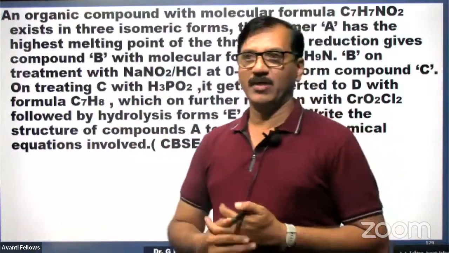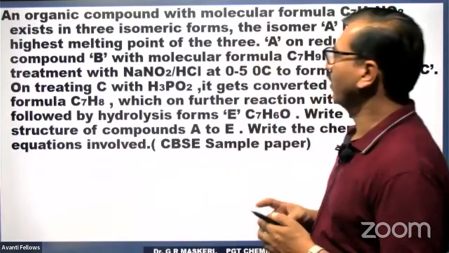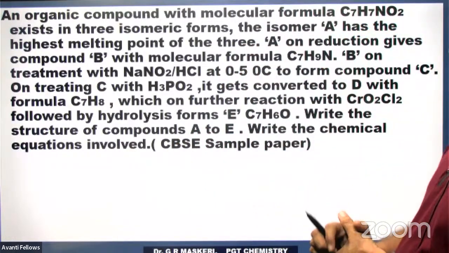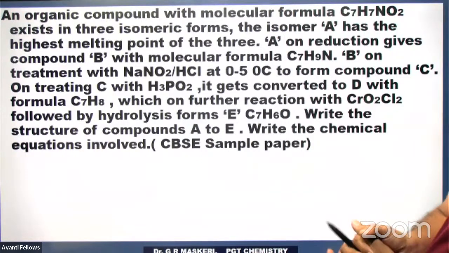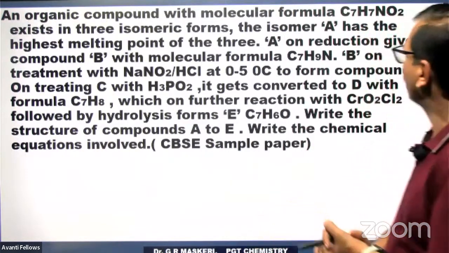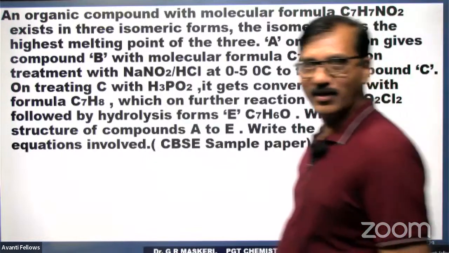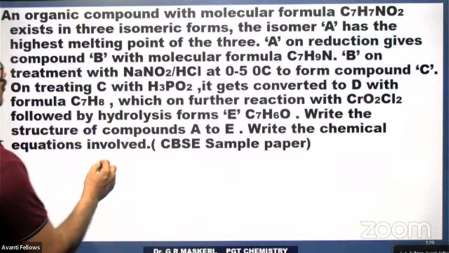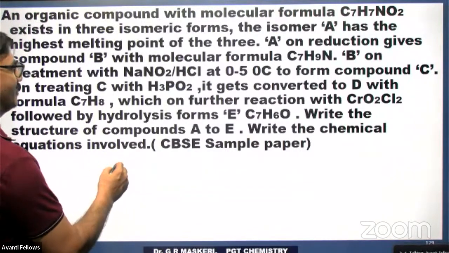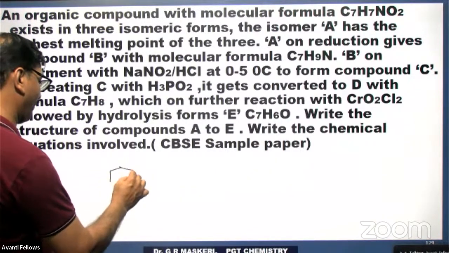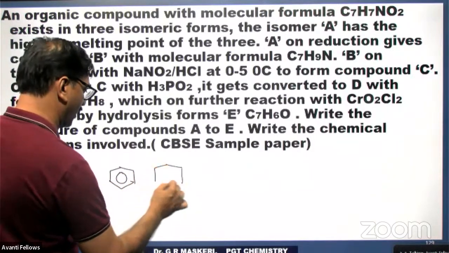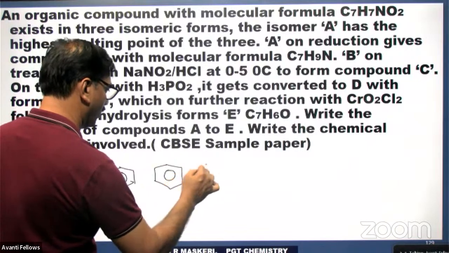This is from this year's CBSE sample paper. An organic compound with molecular formula C7H7NO2 exists in three isomeric forms. The isomer A has the highest melting point. See the way that it is being given. So the molecular formula is C7H7NO2. Three isomers are possible for this, it is being told.